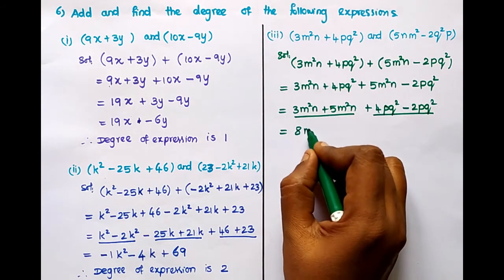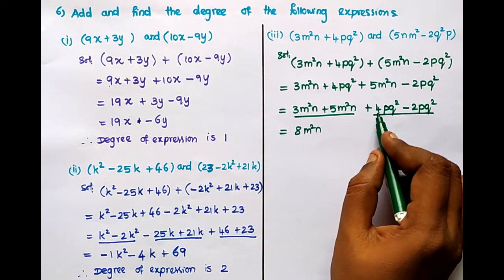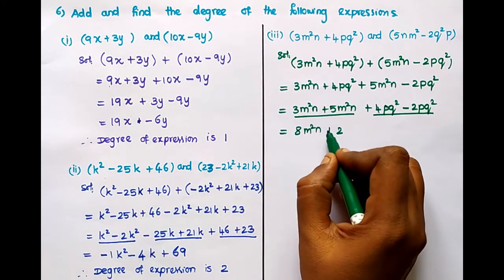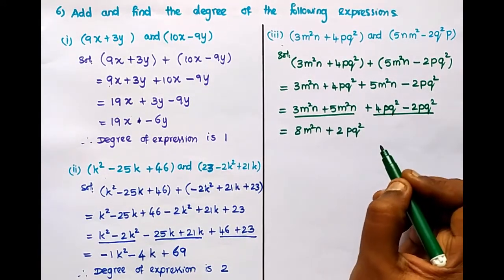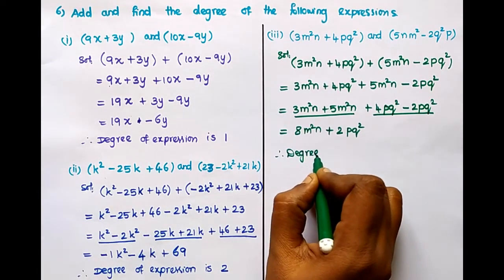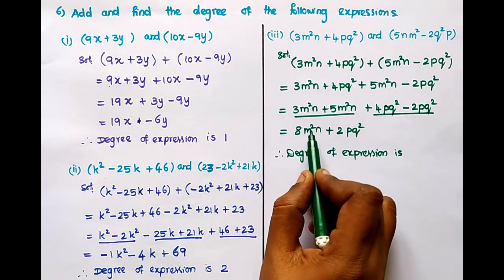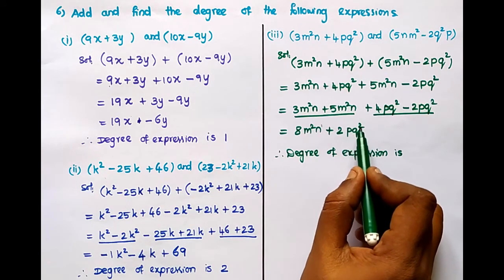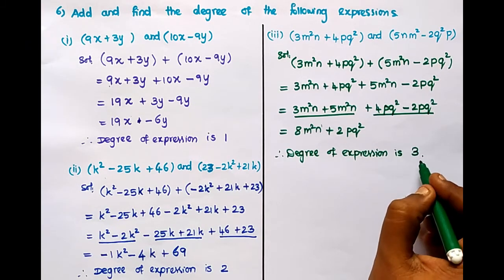Which term? m squared n. And here plus and minus, different sign. What is the difference? 4, 2. Difference is 2. Which one is greater? 4. The sign is plus. So what is the term? pq square term. Now we want to find out the degree of the expression. Degree of the expression is here 2 plus 1, 3, and here also 1 plus 2, 3. So the degree is, the highest power is 3 only. That is the answer.